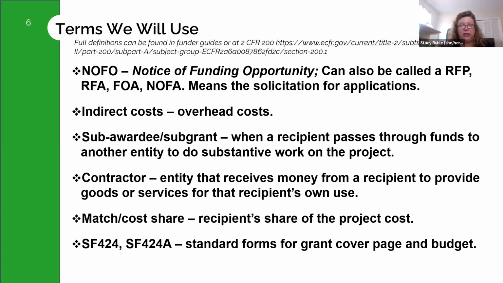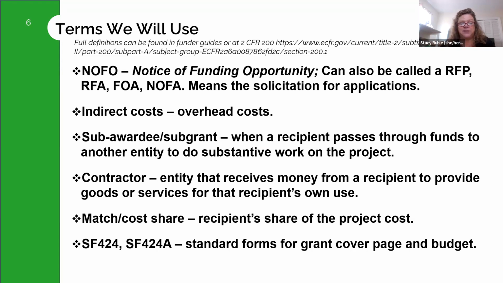Okay, terms that we are going to use in this class. These are just kind of brief definitions. I give you a couple of links there at the top, either in the funder guides that we'll talk more about shortly, or there's also something called the Uniform Guidance, which is at 2 CFR 200. And then I gave you a link to that you can also copy and paste into your favorite web browser.